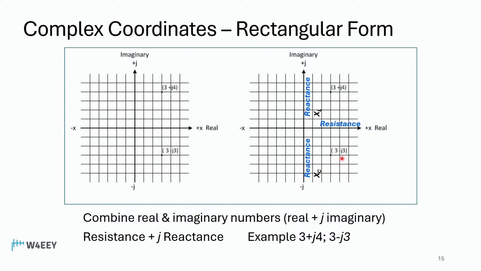Notice that there's some points showing over here. There's one concept you can pick up right now, and that's that there's no such thing as negative resistance. So you'll never have any points over on this side because resistance would go to 0 and then start becoming negative. That doesn't happen. So we combine the real and imaginary numbers, real plus J. A couple of examples.